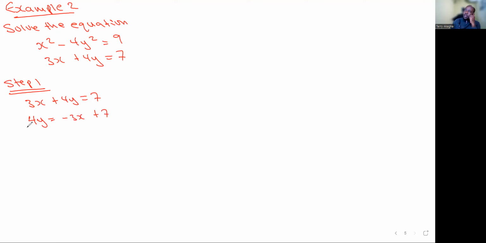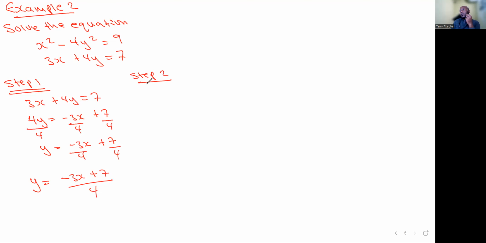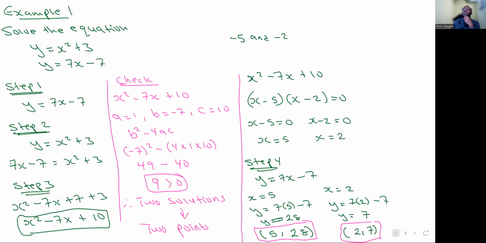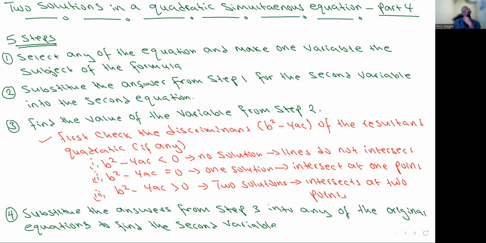plus 7. I'll now divide both sides by 4. And that'll give me y is equal to minus 3x over 4 plus 7 over 4, okay? So for clarity, I'm going to just write it like this, minus 3x plus 7 all over what? 4. Now, step 2, okay? Remember, step 2, we're told that you have to then substitute the answer from step 1 for the second variable in the second equation.